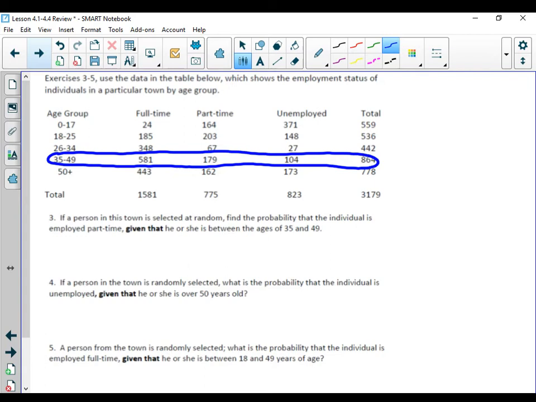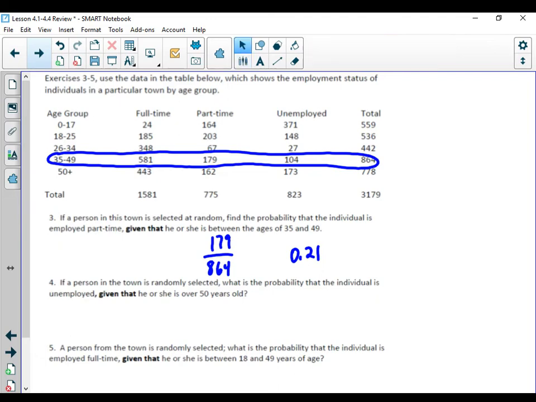So in that data set, I'm going to figure out, first of all, how many were employed part-time. Well, in this one, there were 179. And since I'm only looking at that data, I'm going to look at the total there, and that was 864. So our probability is just that fraction, 179 out of 864. If you prefer decimals, that's going to be about 0.21.